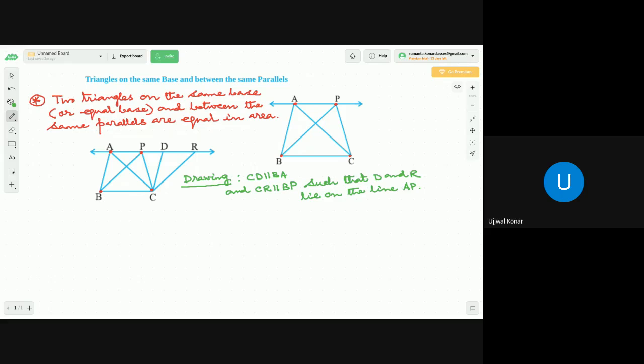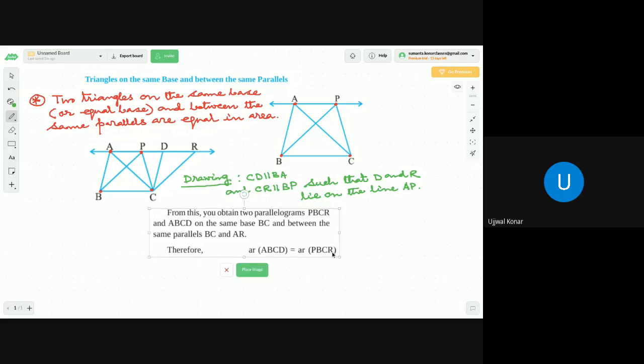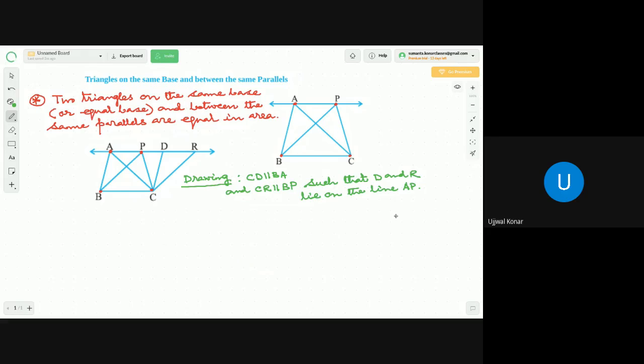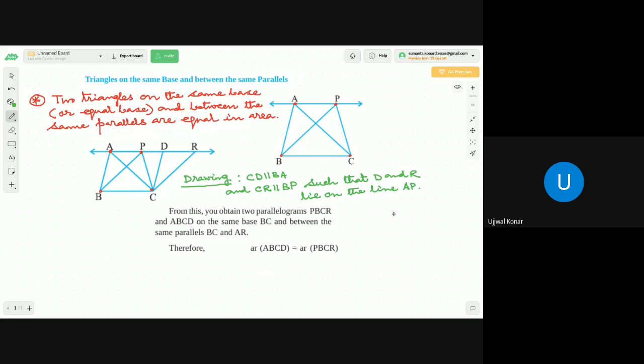So let me write down whatever I just said, and we get something like this. I hope all of you agree with me. Correct? So we found that the areas of these two parallelograms ABCD and PBCR are equal. Now let us concentrate on the parallelogram ABCD.